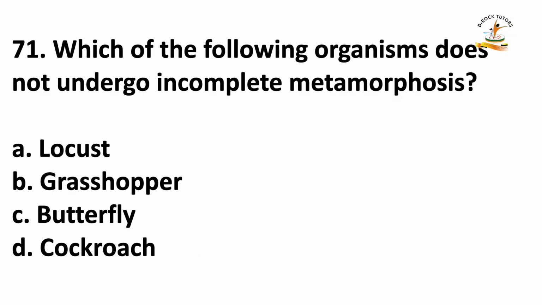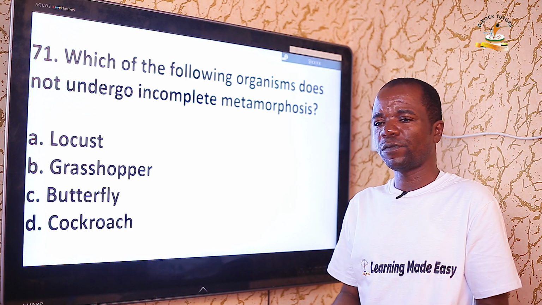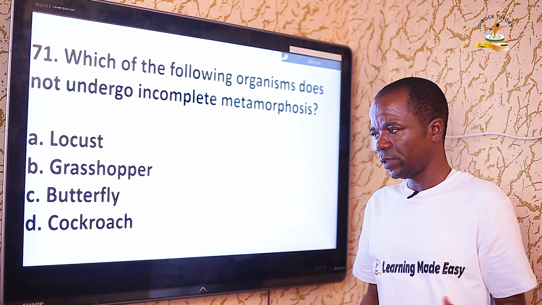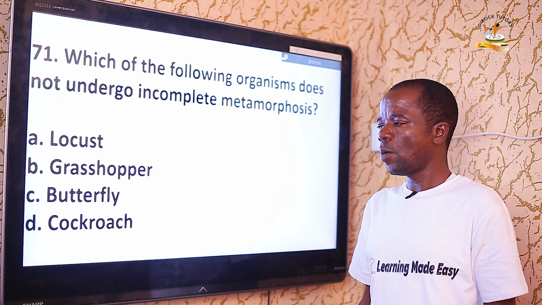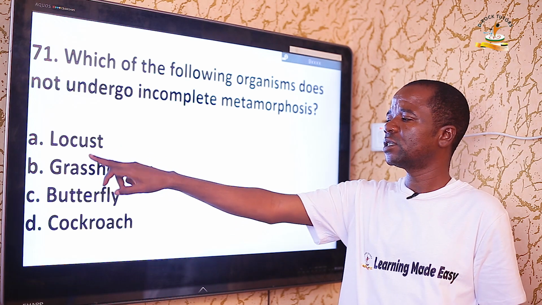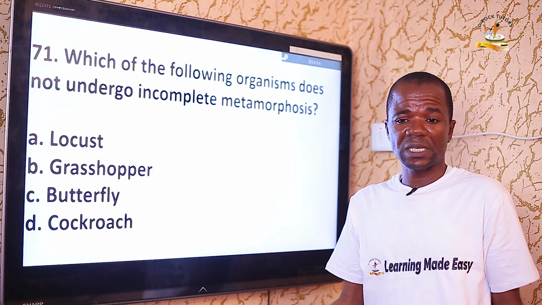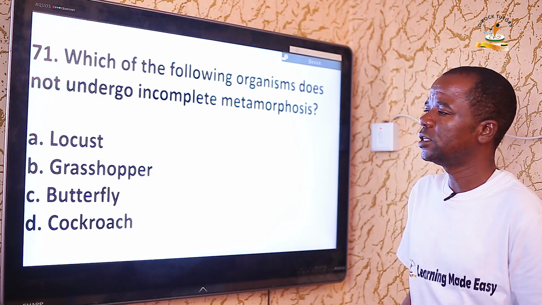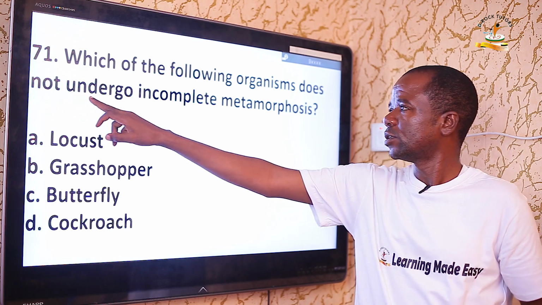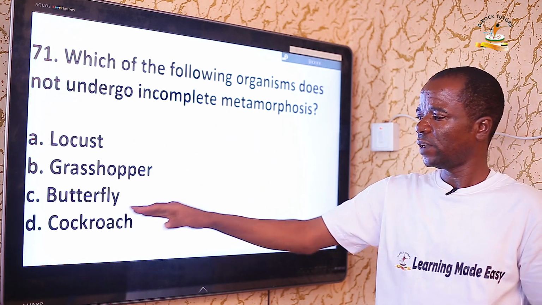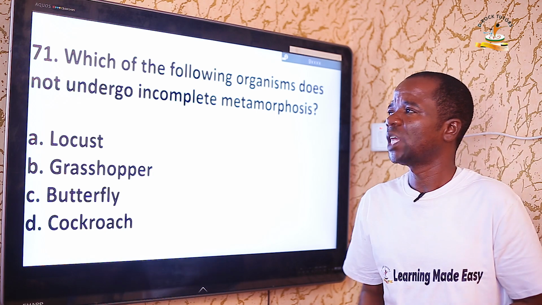Thank you. Let's go to number 71. Which of the following organism does not undergo incomplete metamorphosis? The correct answer is obviously C. Butterfly undergoes complete metamorphosis. Butterfly, housefly, and the rest of them undergo complete metamorphosis, whereas locusts, grasshoppers, cockroach, and even termites undergo incomplete metamorphosis. So the correct answer here is C. Butterfly does not undergo incomplete metamorphosis. Butterfly does undergo complete metamorphosis.